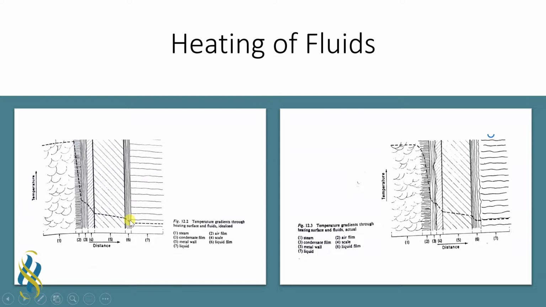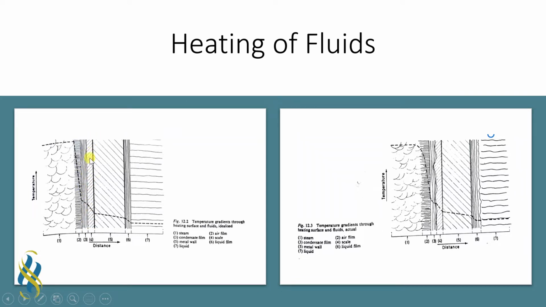If you look at this Figure 1, the temperature gradient through the heating surface and fluid has been idealized. There are different layers present from this heating surface till the liquid. The first layer is of steam, which is obviously inside the steam jacketed vessel. The second layer is of air film. The third layer is of condensate film, water which is condensing due to the temperature difference.